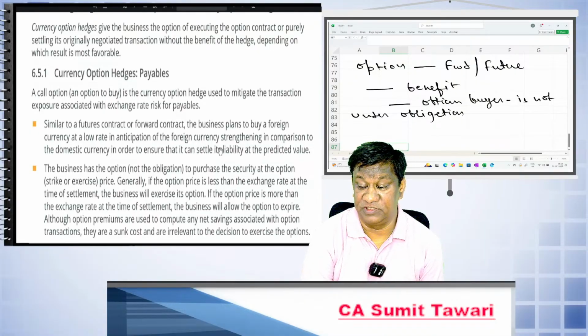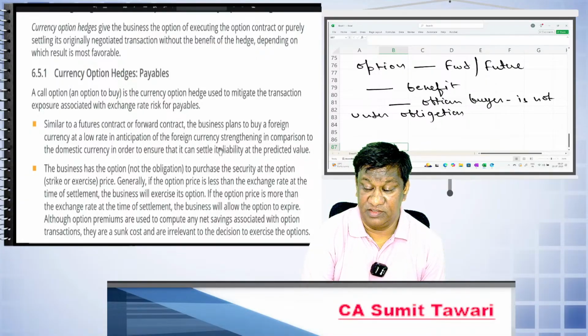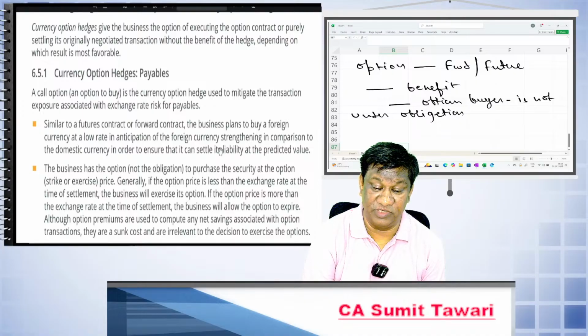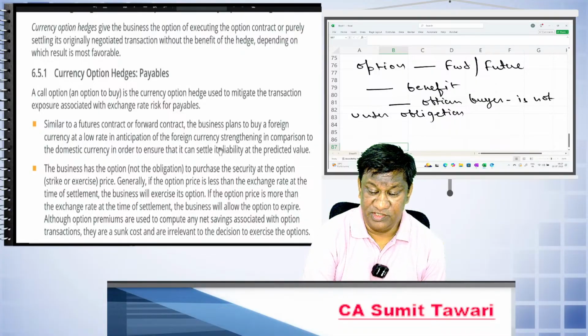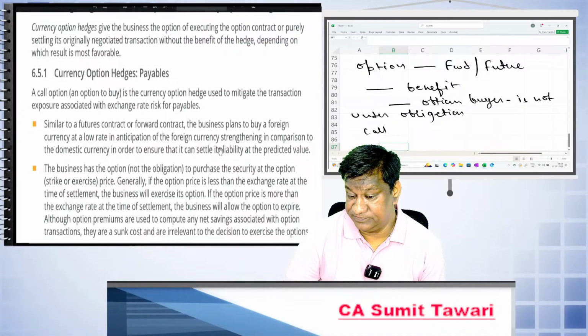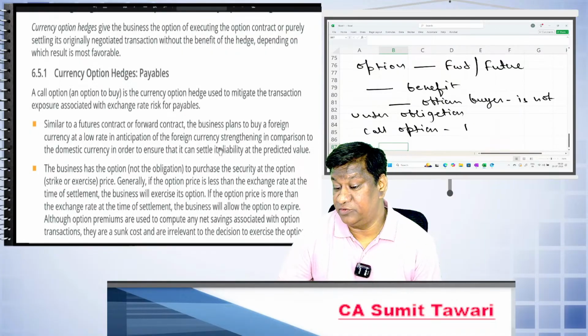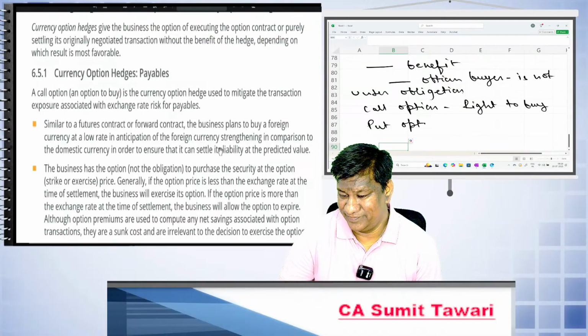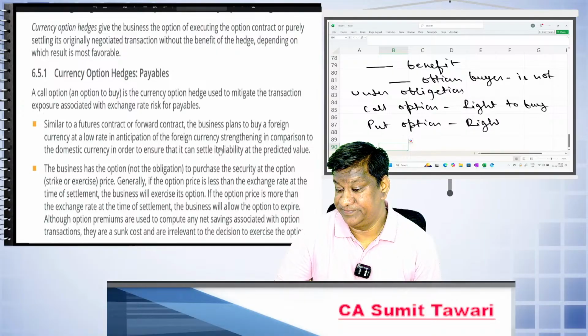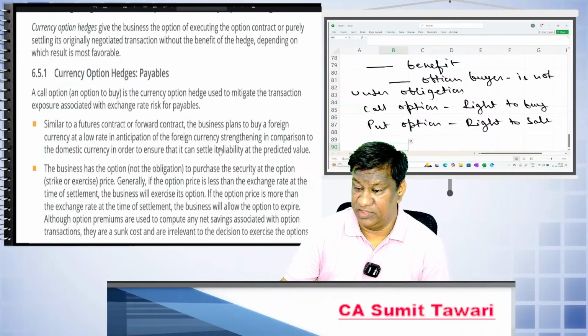In forward and future, it is compulsory on both parties to fulfill their obligation. But in an option contract, it is not necessary for the buyer. The underwriter, the other party who is mostly selling the option, is under obligation. But the buyer of the option, maybe it is a call option or put option, is not under obligation. Okay, a call option is a right to buy, and a put option is a right to sell. Okay, so this way you can do.